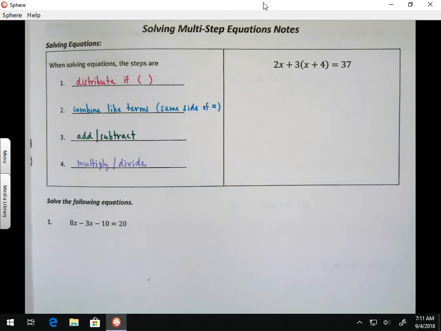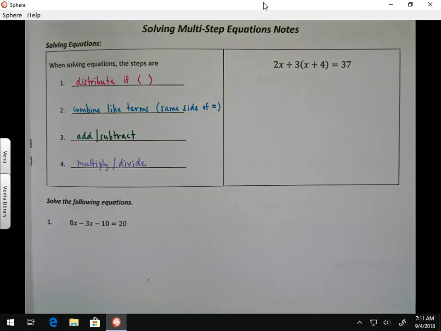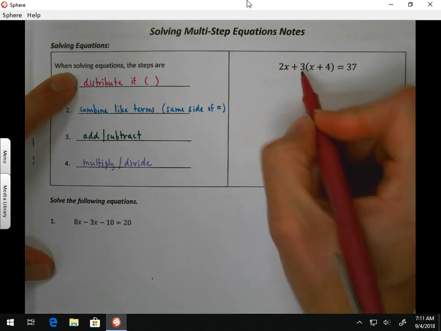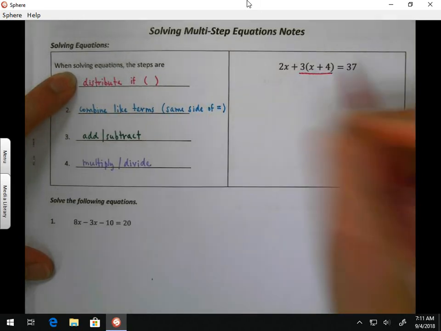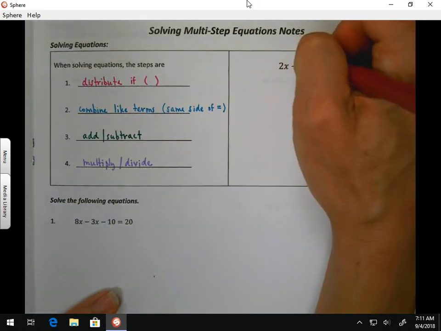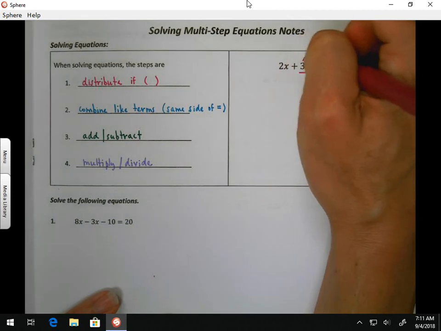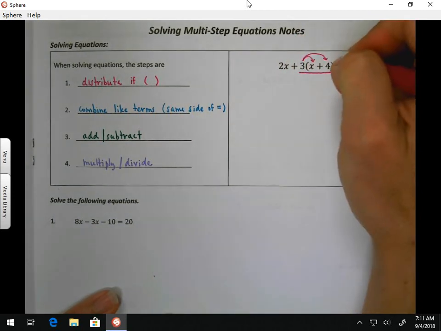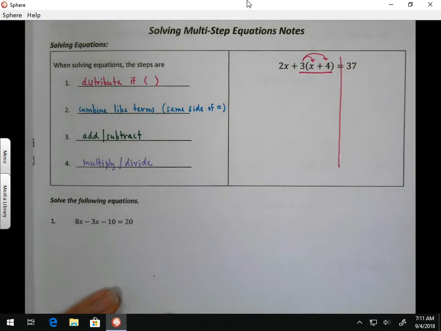All right, so let's take a look at our example and see how these steps would apply. The first thing I'm going to do is check to see if I need to distribute. And I notice here that I have some parentheses, so I'm going to need to distribute for my first step. We know distributing is multiplication. I'm going to draw my line down here so I keep my work organized.